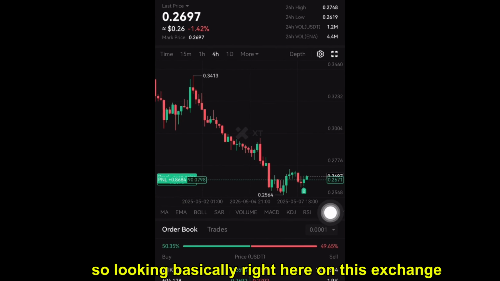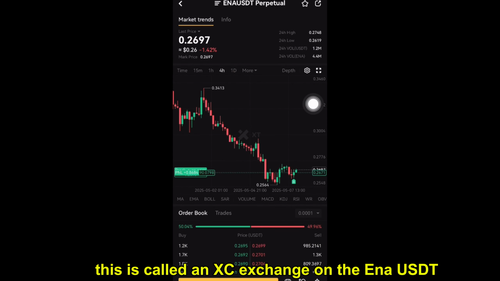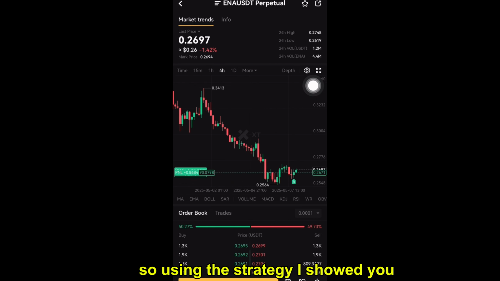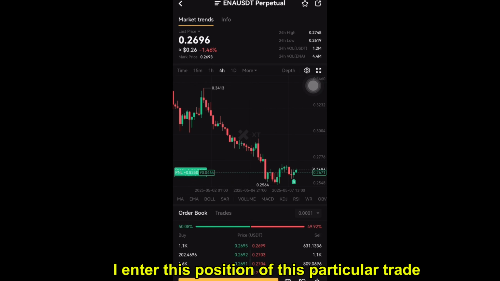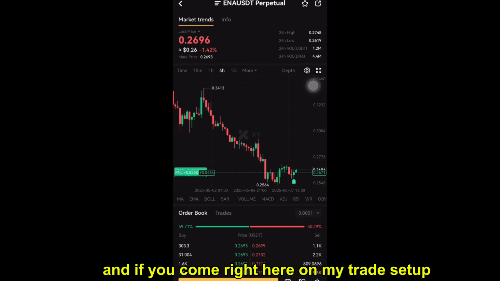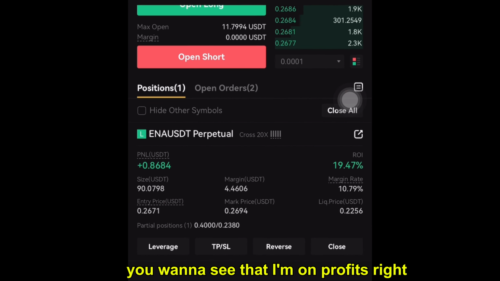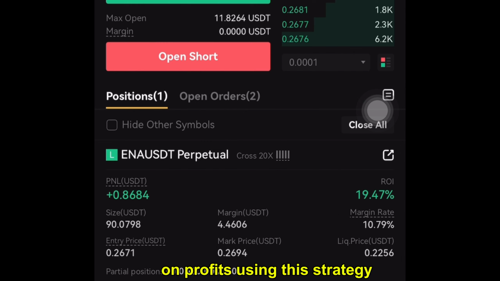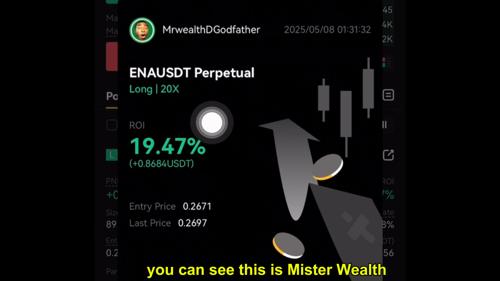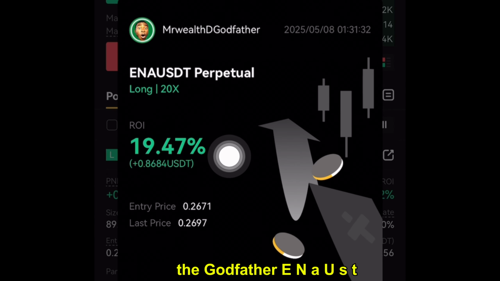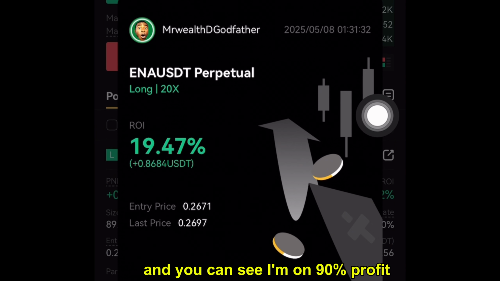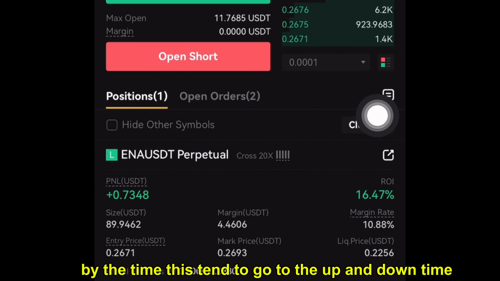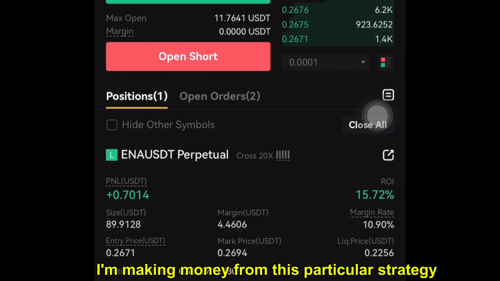Alright guys, so looking basically right here on this exchange, this is called XT exchange, on the ENA USDT. So using the strategy I showed you on algo market structure, I entered this position of this particular trade, and if you come right here on my trade setup, you want to see that I'm on profit, right? On profit using this strategy. You can see this is Mr. Wealth, the Godfather, ENA USDT, and you can see I'm on 90% profit. It's just triggering. By the time this goes to the upper hand, I'm going to be making profit. I'm making money from this particular strategy I just showed you.